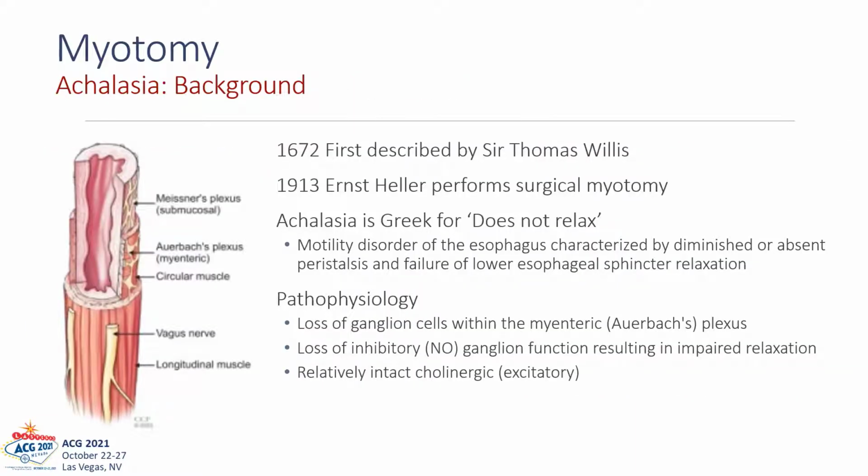Moving back down the esophagus, we have achalasia. The entity was first described by Sir Thomas Willis in 1672, and Ernst Heller performed the first surgical myotomy in 1913. Achalasia is Greek for "does not relax," and it's characterized by diminished or absent peristalsis with failure of lower esophageal sphincter relaxation. Pathophysiology involves loss of ganglion cells within the myenteric plexus, Auerbach's plexus, right here between the longitudinal and circular fibers, and loss of inhibitory nitric oxide ganglion function, resulting in impaired relaxation with relatively intact cholinergics.